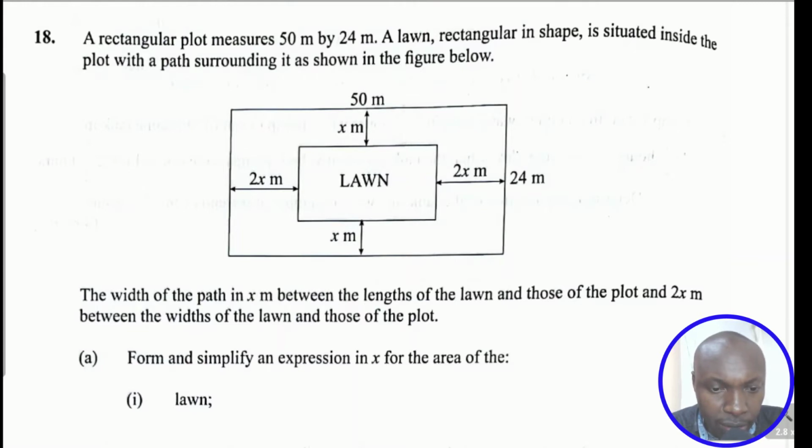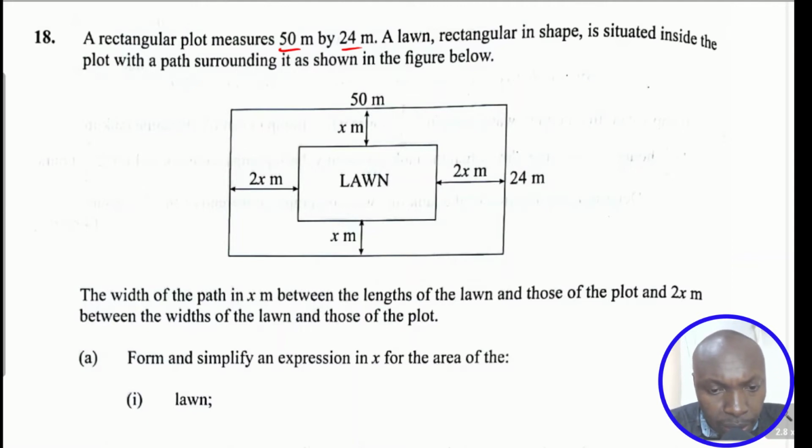So let us start with A part 1. So look at the diagram. You're given the rectangular plot measuring 50 by 24, you can see it. Then the lawn is inside there. So we're supposed to form and simplify an expression in x for the area of the lawn. Now look at these distances here. You can see 2x meters. You have 2x meters the other side.